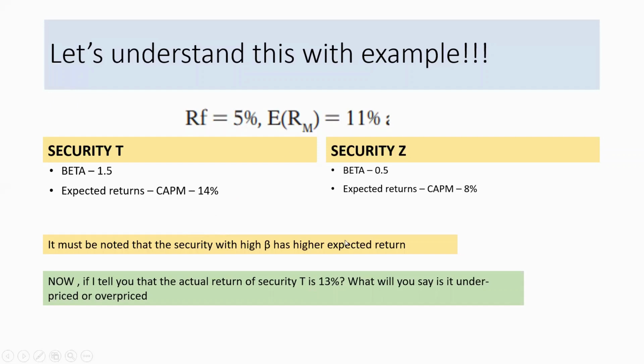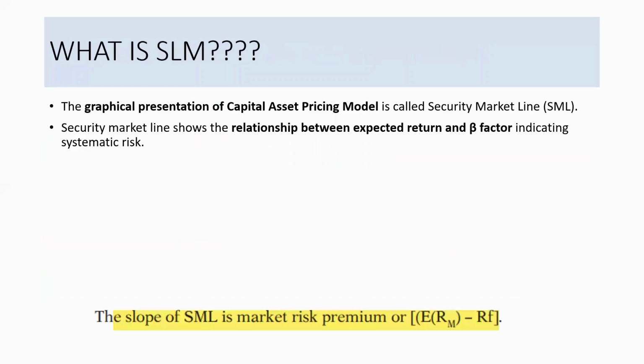उम्मीद 14% की थी लेकिन सिर्फ मिला 13%, तो it is an overpriced security, ठीक है. Now what is SML? SML is nothing but the graphical representation of the CAPM model. SML का full form is security market line. तो CAPM का graphical representation है तो expected return and beta factor ही indicate करेगा, ठीक है. और उसका slope कैसे निकालेंगे, risk premium.